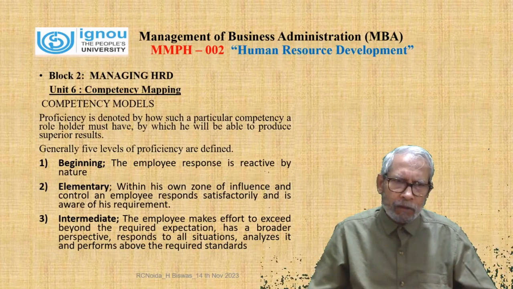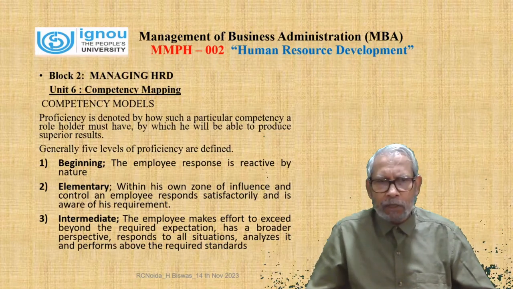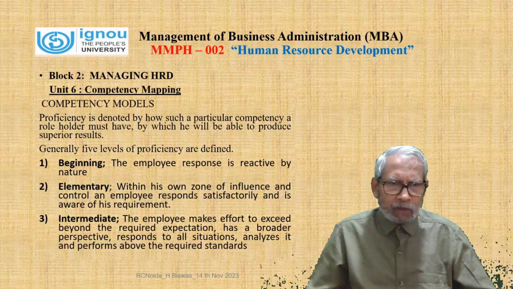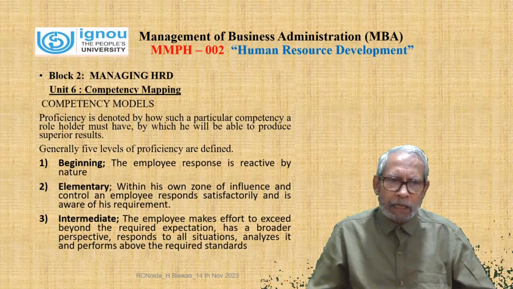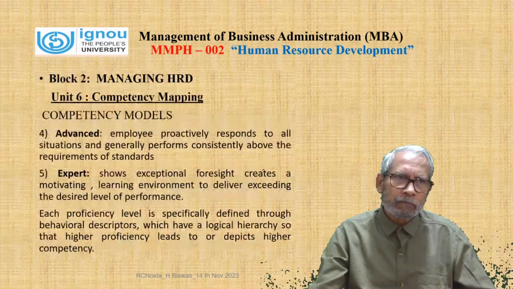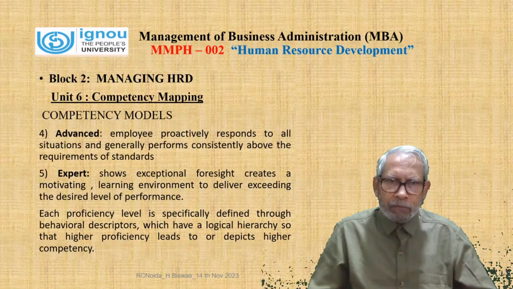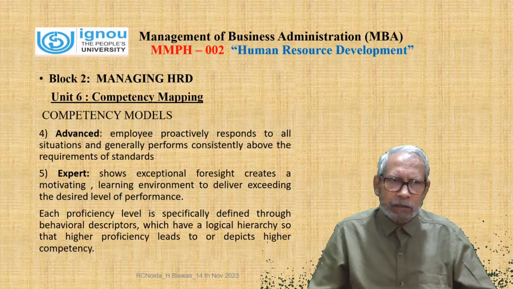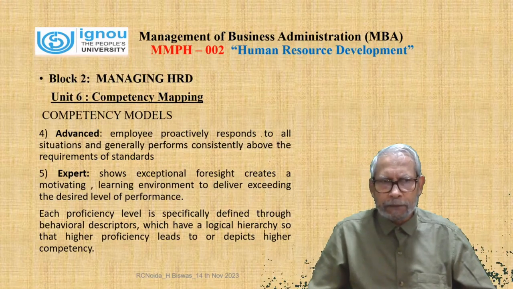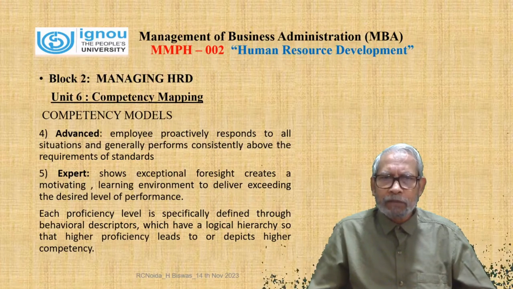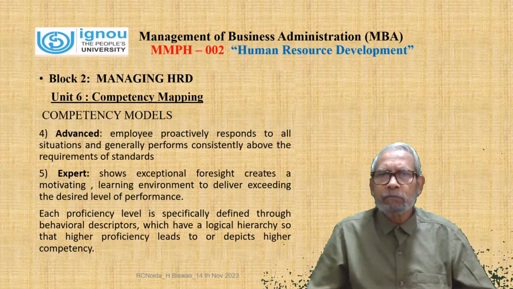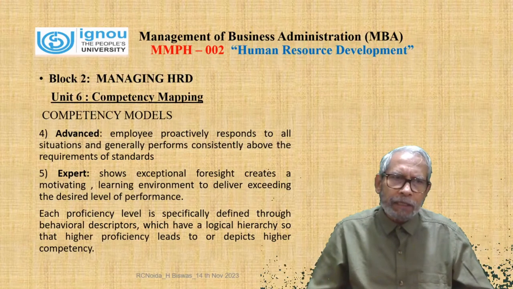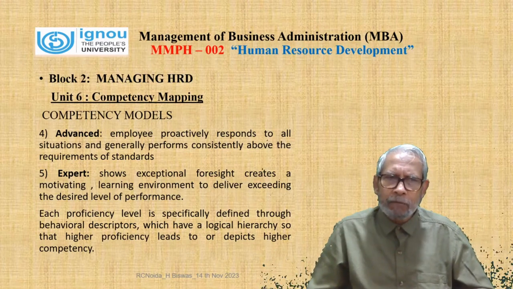Then intermediate. The employee makes an effort to exceed the required expectations. Has a broader perspective. So the response to all situations, analysis, and performance is required as standard. That's why the standard is coming up. Then advanced. The employee proactively responds to all situations and generates performance consistently above the requirement of the standards. So this is called advancement, you can say. Expert, exceptional foresight. The expert can always foresee what is coming and how to do it, and accordingly can motivate things. So a learning environment is very much needed, so that we can reach the desired level of performance.